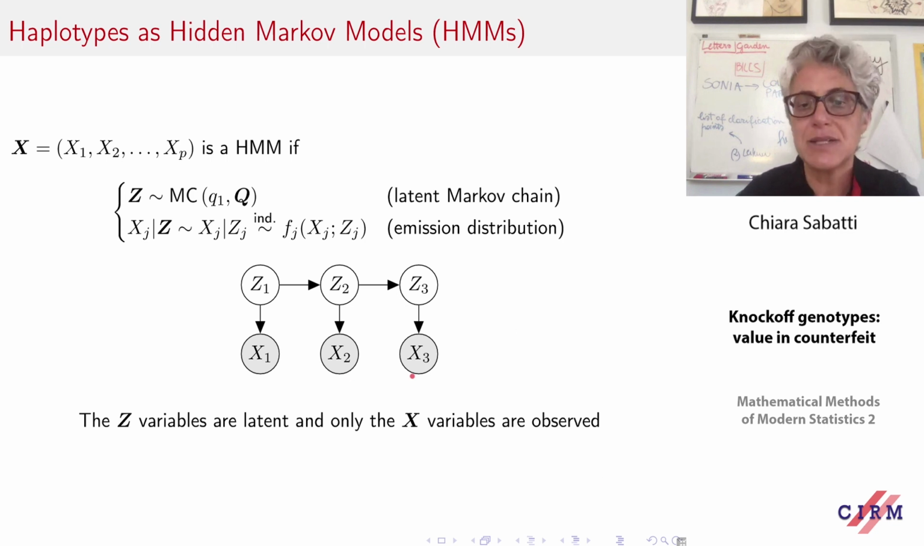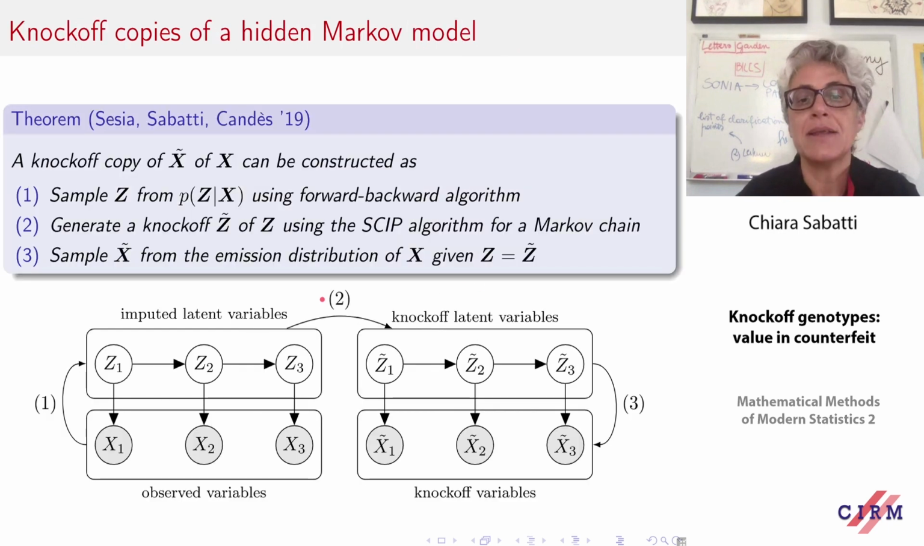So this is the typical structure of a hidden Markov model. These are our observations, and this is the hidden Markov chain. And what we're going to do to generate knockoffs is that if we start from these observations, we impute the hidden latent variables, then we create knockoffs for these hidden latent variables using the algorithm for the knockoff for the Markov chains. And then given this knockoff of latent variable, we generate knockoff variables using the emission probability of the hidden Markov model we are interested in.